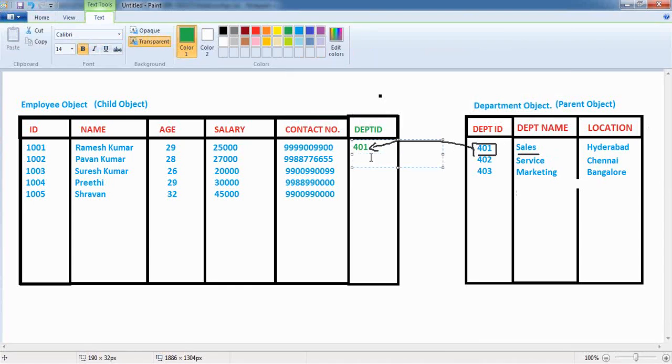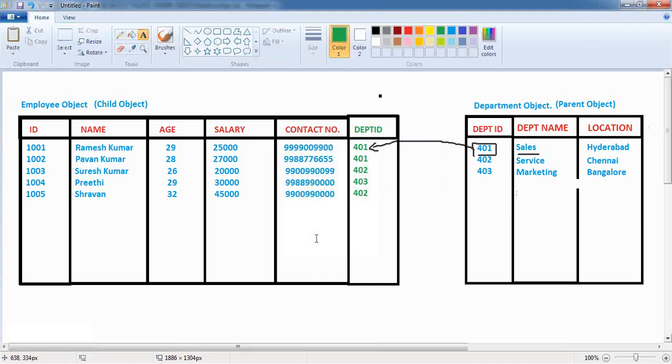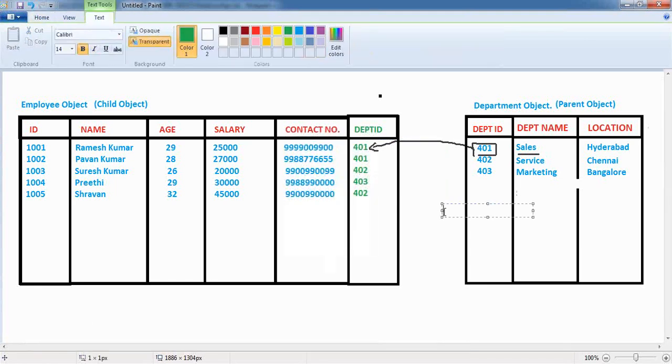Second employee, Pawan Kumar, is also working in the same sales department, so that is 401. Suresh is working in the service department, that is 402. And Preeti is working in the marketing department, 403. And Sravan is working in the service department, 402. Like that, here we can map the association. That's it.